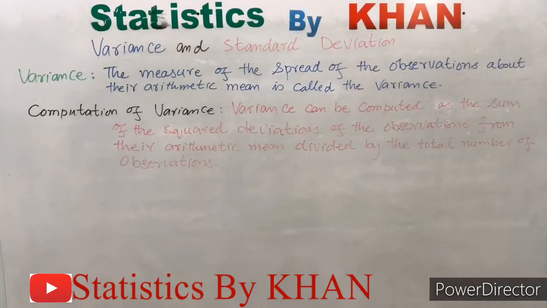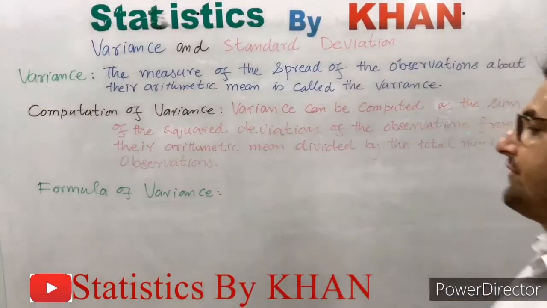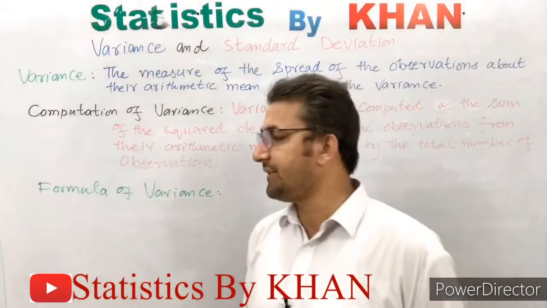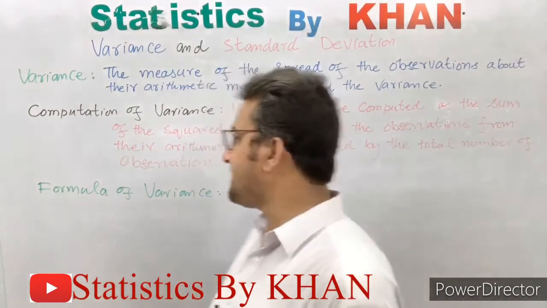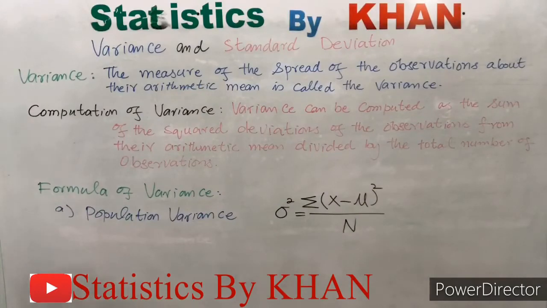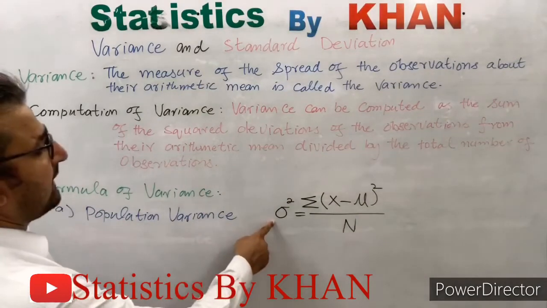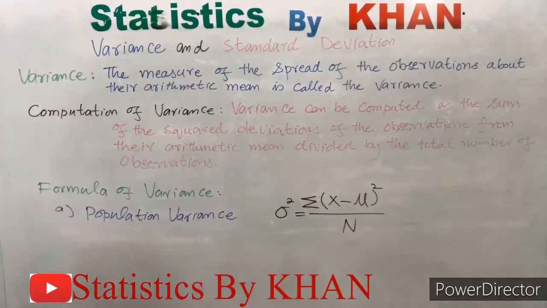Next, we discuss the formula of the variance. Now we are discussing the formula of variance. There are two types of variance. One is population variance while the other is sample variance. So first of all, let's define population variance. The population variance is denoted by sigma squared and can be defined as summation (x minus mu) squared divided by capital N. Capital N is the population size or the number of units in the population. So this is the formula of population variance.